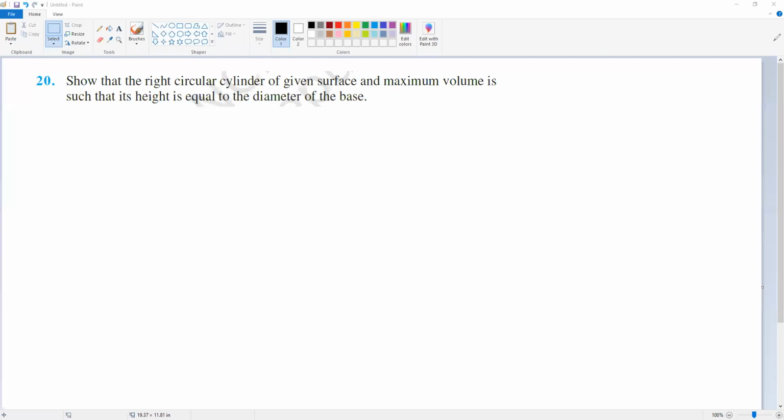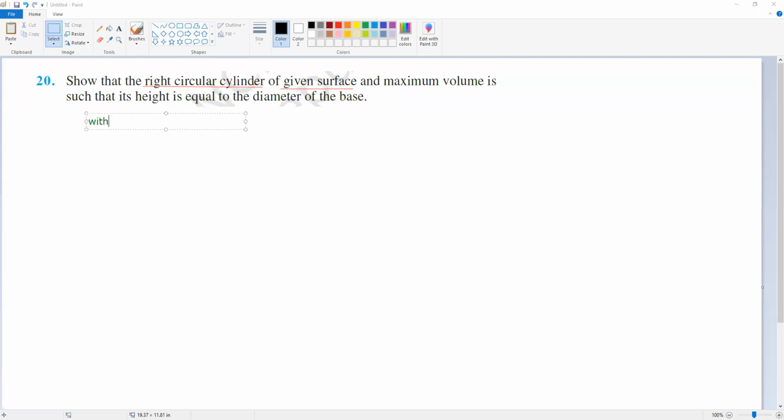Yesterday we were discussing this question. Show that the right circular cylinder of given surface area, that is the meaning, given surface area. So with that given surface area there are different types of cylinders. Yesterday I explained it quickly, so today I will explain it so that you can understand.